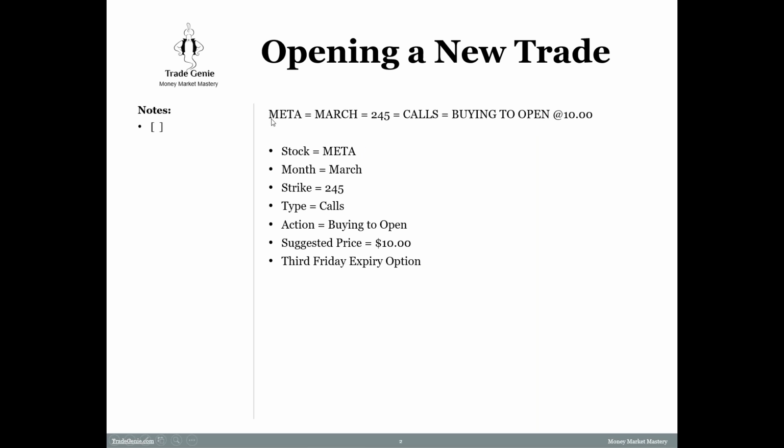The syntax is Meta, which is the symbol, March, which is the month, 245 is the strike. We always buy third Friday expiry. And then calls, if it's calls. If it's puts, it's puts. And then buying to open at 10. And that's it. We send this alert to our mailing list.